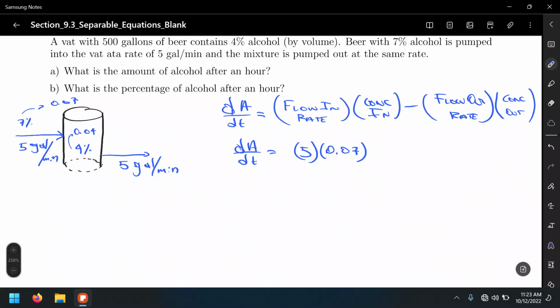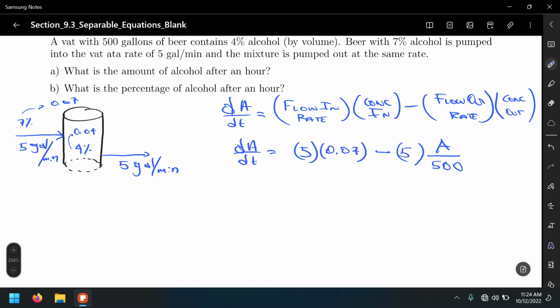But in this case, we care about the amount of alcohol, which is 0.07, minus flow-out rate, which is the same rate of 5. And well, the concentration at which it comes out. But again, when we mix these two beers inside of the container, depending on the time, whatever comes out is going to be different based on the amount that already came out versus the amounts that were already coming in. So in this case, this varies. This is our variable, A, and divide by 500, which is the total volume, right? Okay. So that's the differential equation.